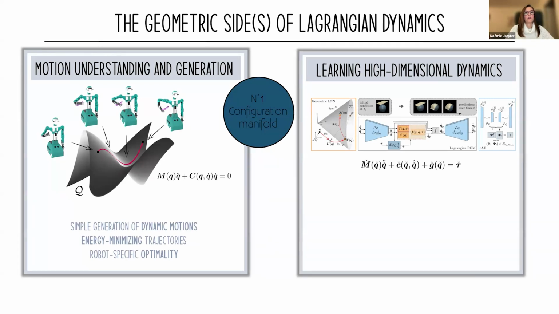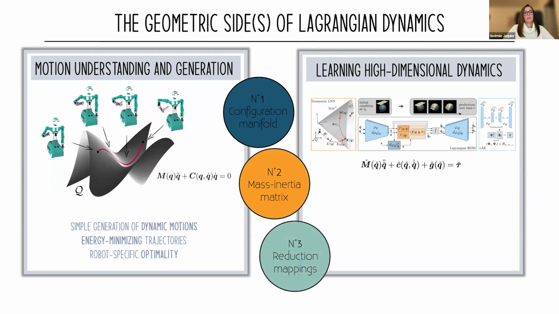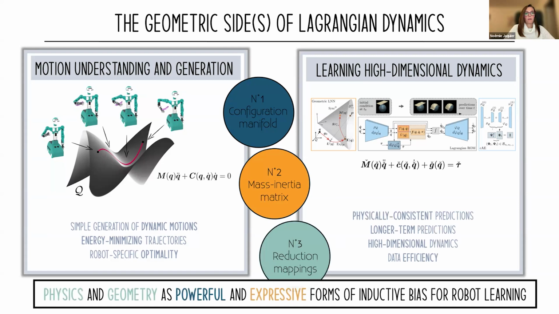And in the second part, we basically took a point of view where the dynamics of the object of interest are unknown, so we are trying to learn them. And here we accounted for the geometry of the mass inertia matrix and the geometry of reduction mappings, in addition to the geometry of the configuration manifold. And based on that, we were able to obtain physically consistent predictions, long-term predictions, and to be able to learn the dynamics of high-dimensional system in an efficient way.